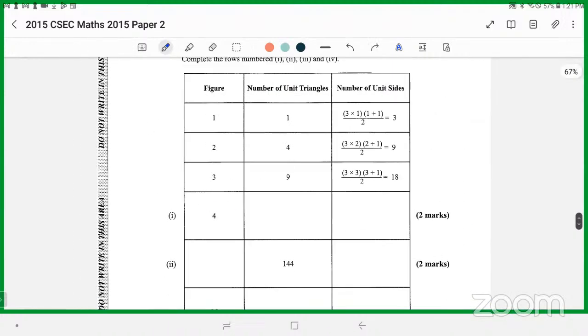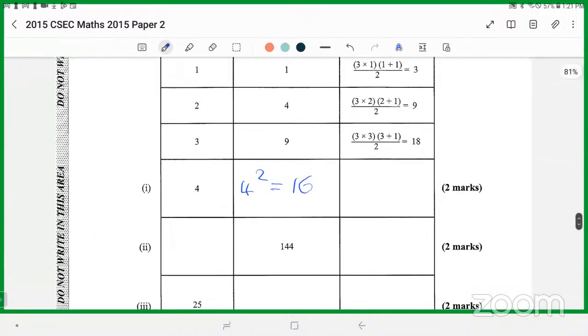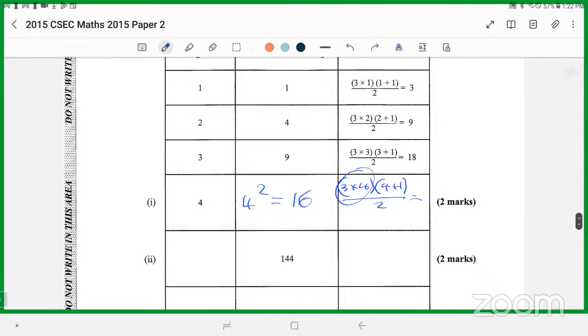So for 4, you're going to get 4 squared, right? 4 squared is equal to 16. I'm using this same pattern up here, so it becomes 3 times 4, bracket 4 plus 1 over 2. What is it equal to? It is 12 times 5 over 2, this is 30. This equals 30.